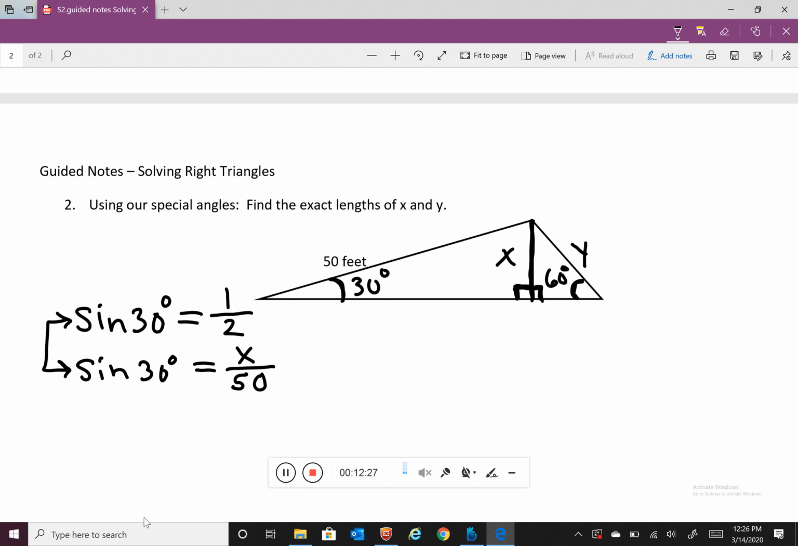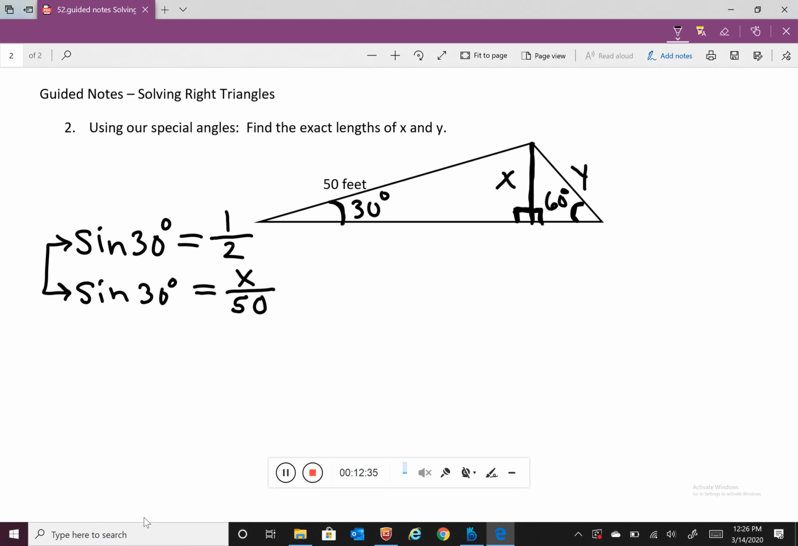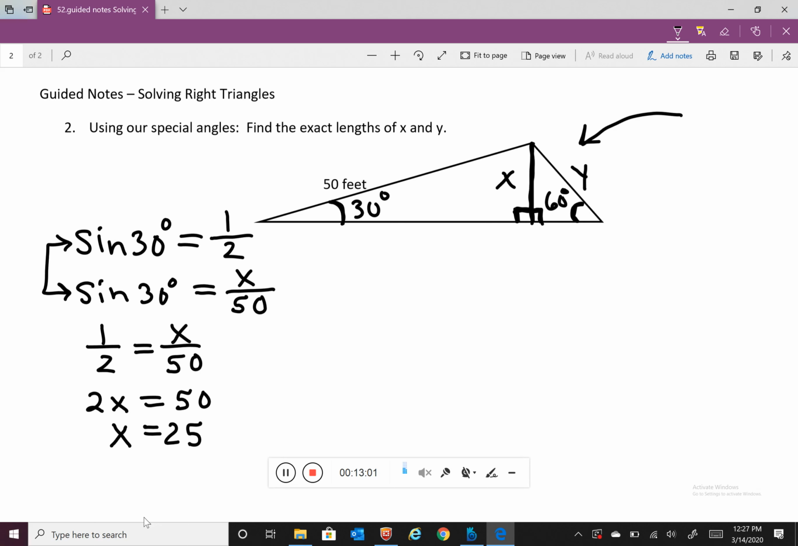Now, sine of 30 degrees is being used twice. So if sine of 30 degrees is equal to 1/2 and it is equal to x over 50, we can actually set those equal to each other and solve for our unknown. And so if I cross multiply, I get 2x equals 50, which means x is equal to 25. And now we know x, and x is a shared side for both the left triangle and the triangle on the right-hand side. So now we know something about this triangle, so we can actually solve for y.